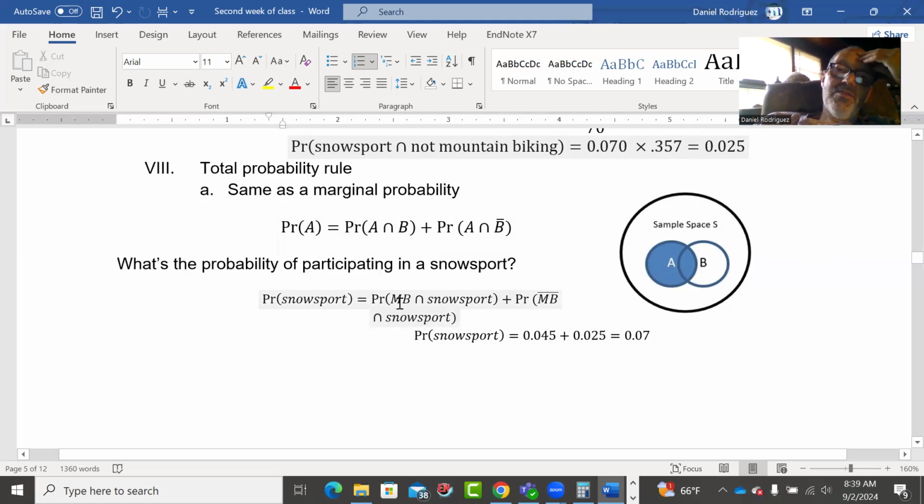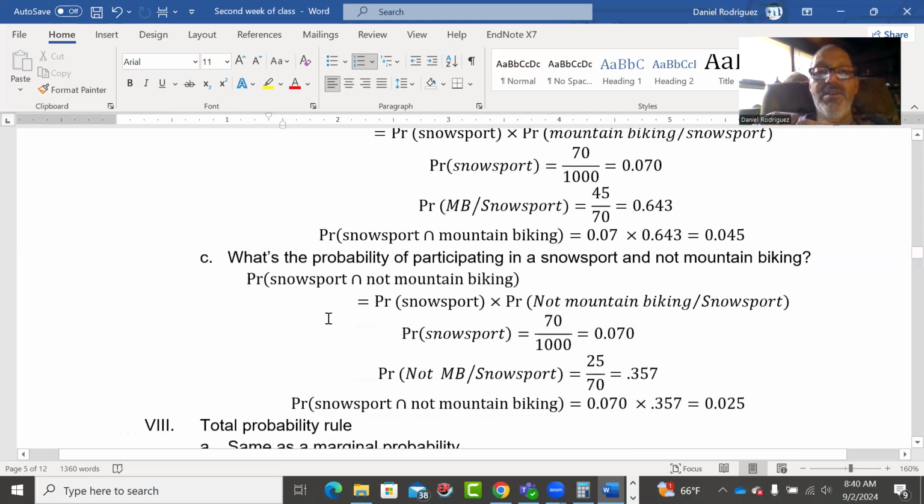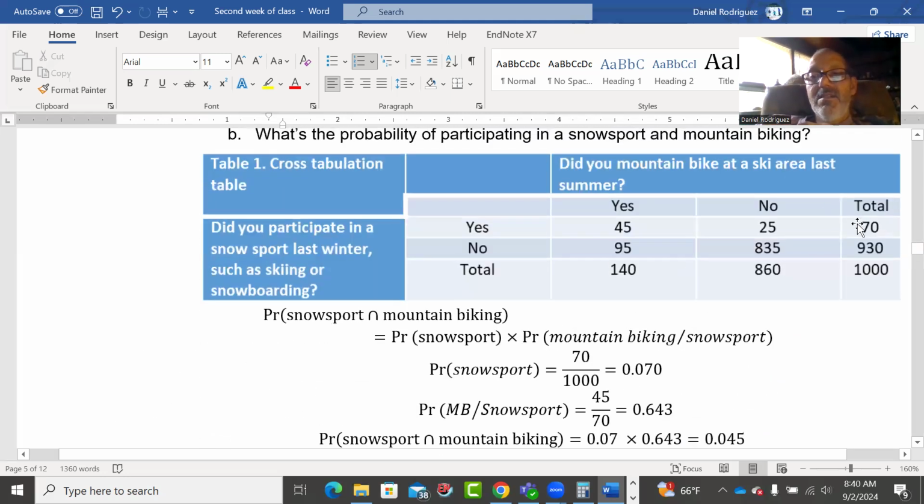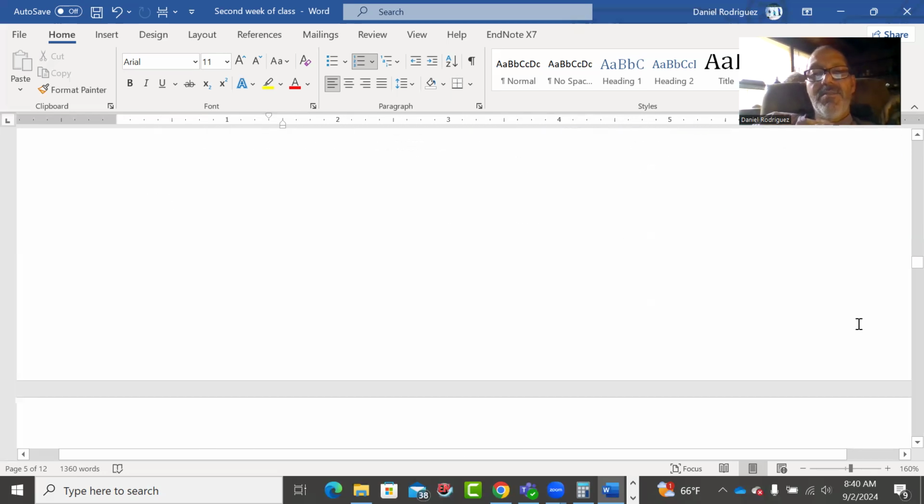Participating in a snow sport, you can either mountain bike and participate in a snow sport, or you can not mountain bike and participate in a snow sport, but that makes a snow sport. So the probability of mountain biking and participating in a snow sport we calculated earlier was 0.0455. Probability of not mountain biking and participating in a snow sport, that's right here, is 0.025. So we add those together, we get 0.07. That's the total probability of participating in a snow sport, right? 70 divided by 1,000. And that's going to come in handy now.